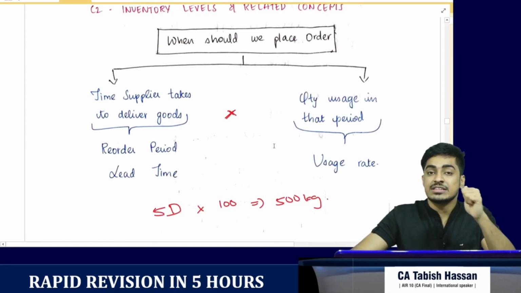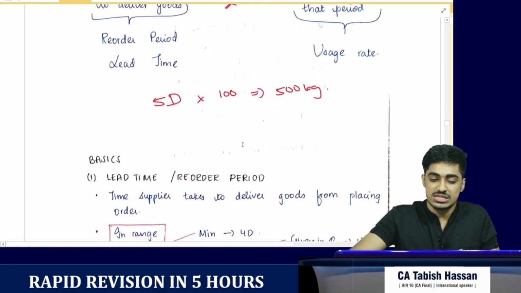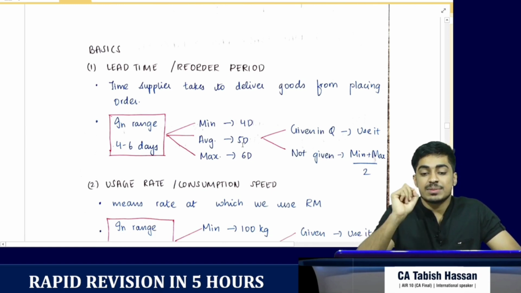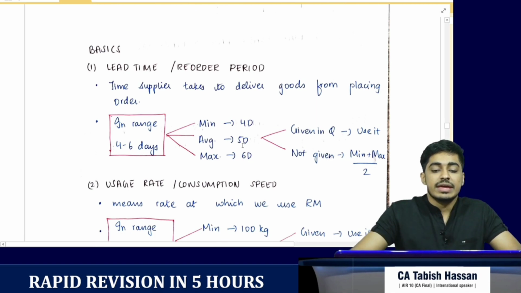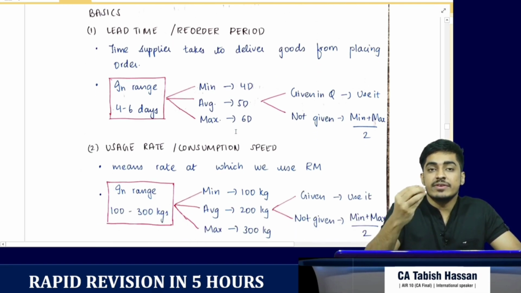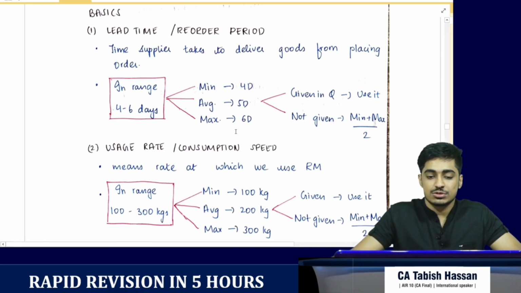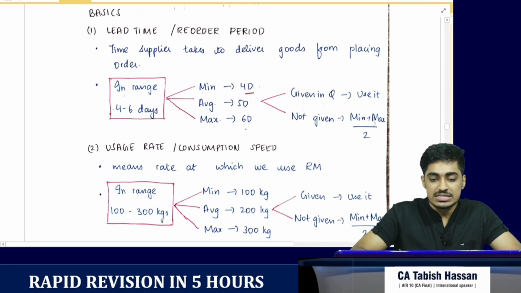Okay, the time supplier takes to deliver goods is called lead time, and the quantity used in that period is also called the usage rate. Clear? So lead time or reorder period, what is it? It is the time the supplier takes to deliver the goods from the date of placing an order. Generally it would not be given as a specific date. Generally they would tell us, we would deliver in 4 to 6 days. So in that case we have the minimum lead time, that is 4 days, the maximum lead time, that is 6 days, and we also have the average lead time.